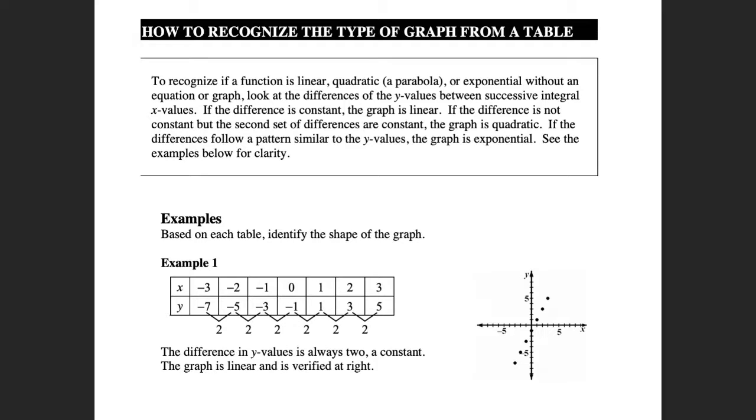If you're given a set of data, you take a look at the y values and you subtract them. So for example, 5 minus 3 is 2. 3 minus 1 is 2. 1 minus -1 is 2. -1 minus -3 is 2. This is called the first difference. And it happens that the first difference is exactly the same.